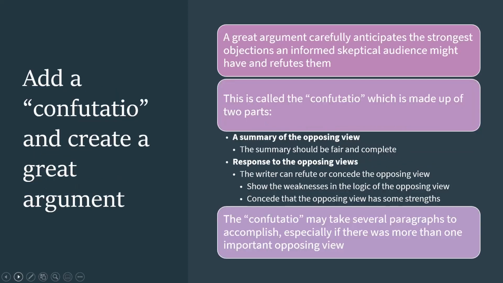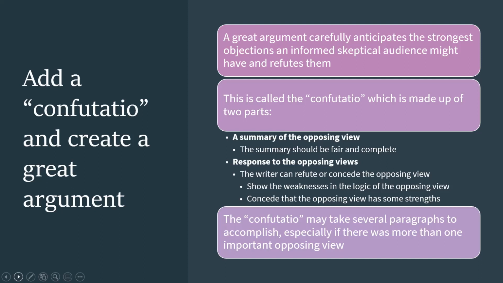I want to add what is often called the computatio and create a great argument. A great argument carefully anticipates the strongest objections an informed skeptical audience would have, and then refutes those objections. This thing of anticipating and stating the objections of an informed skeptical audience and then refuting those objections is called the computatio, and it's made up of two parts.